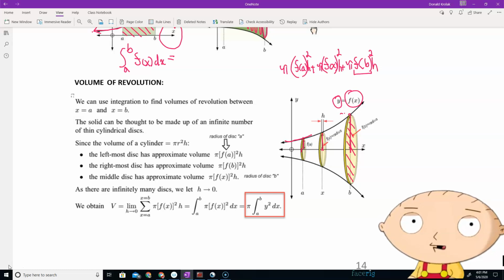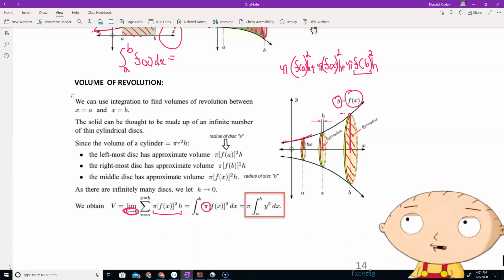So down here, we get this, which is the volume of each disk. And we're finding the sum of all those volumes as the height of the disk, or the thickness of the disk, approaches 0. So we know a summation is the same as an integral from our work with Riemann sums. Think of pi as a constant, so I can pull that out.